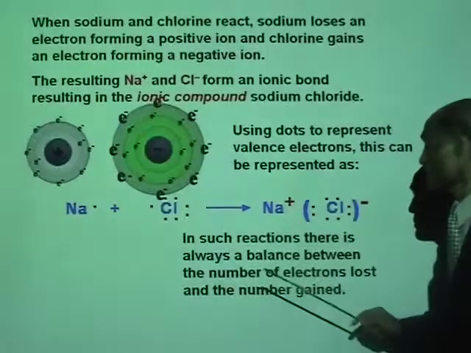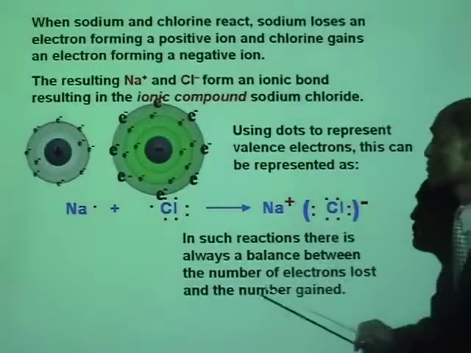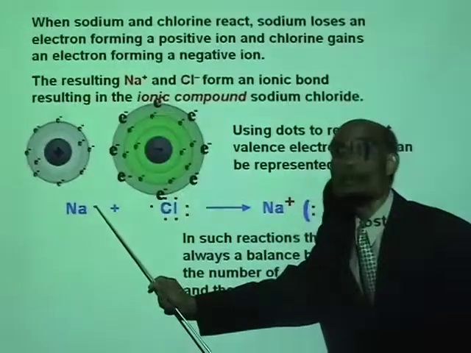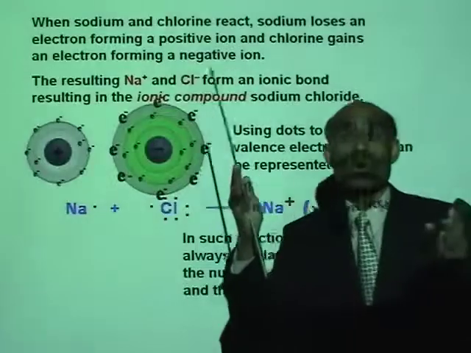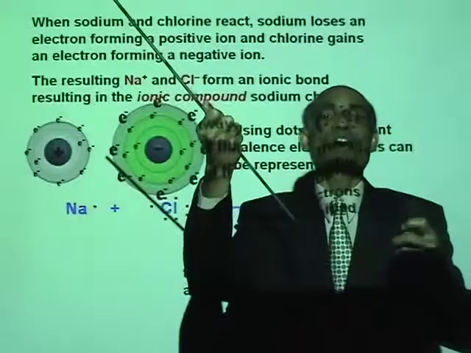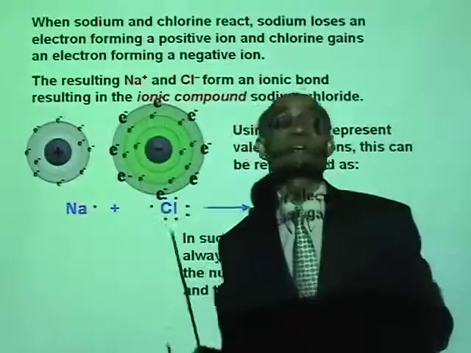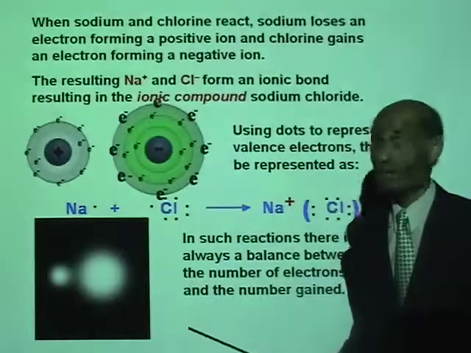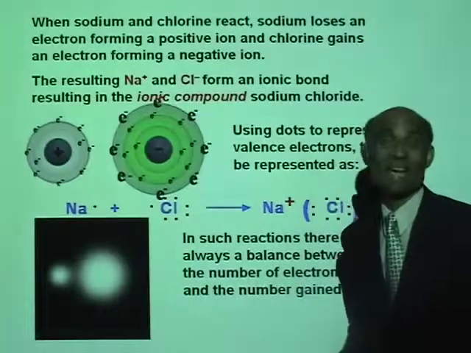In such reactions, there is always a balance between the number of electrons lost and the number gained. You see, sodium loses 1 electron, chlorine gains that electron. There is always the number of electrons lost equal to the number of electrons gained, and in all chemical reactions this balance is maintained. Now here I have the picture of a sodium chloride ionic entity.